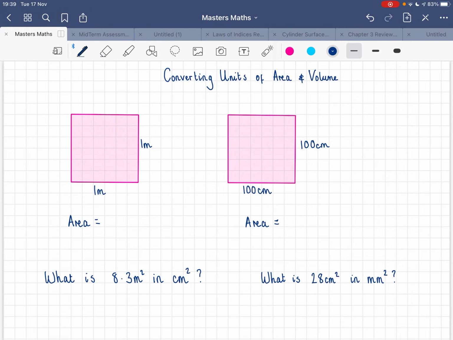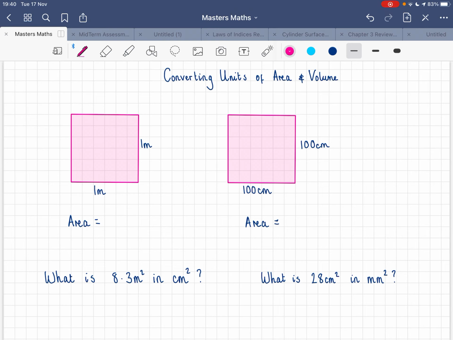We have to do something similar to that when we are converting between different units of area and volume. So we'll go through where it comes from first, and then we'll draw from that what the rule is. Here you have two squares that are exactly the same, except in one the units have been given in meters, and in the other the units have been given in centimeters. But hopefully we know that there are 100 centimeters in 1 meter. So these two squares are the same size. They've just been given the units differently.